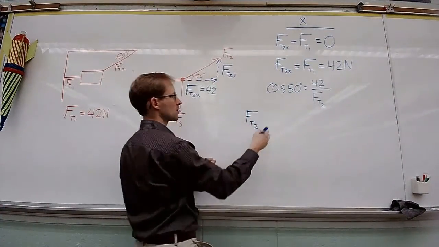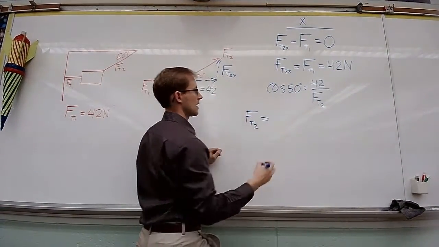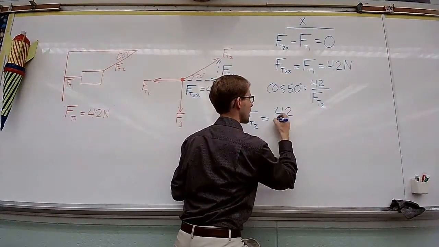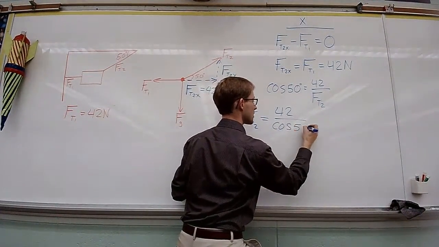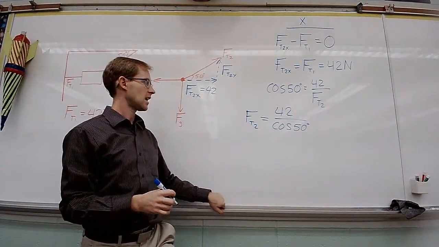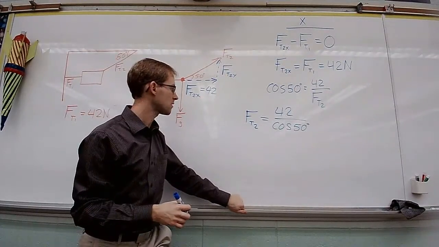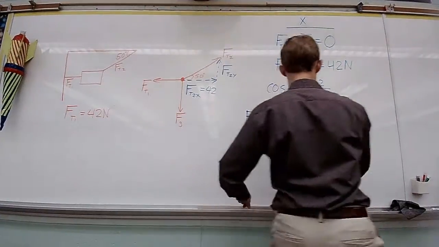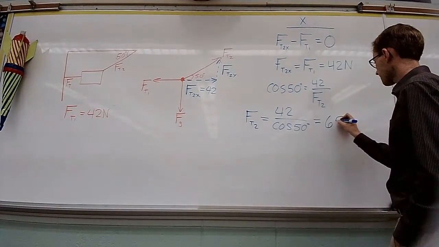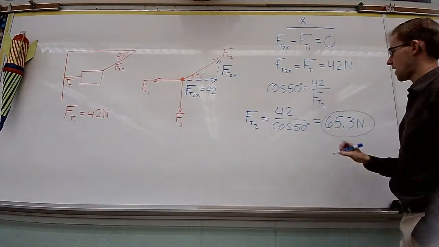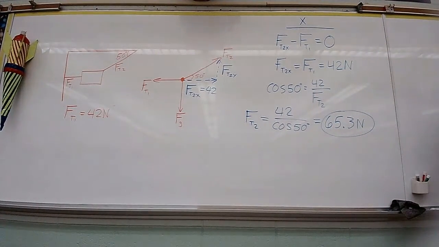So Ft2 is going to be over here on the left, and once that's over on the left, we divide both sides by cosine 50. So we have 42 over the cosine of 50. And if you plug that into your calculator, and your calculator is properly in degree mode, you should end up with 65.3 newtons. And that would be one of the answers that we're looking for here. That would be equal to our hypotenuse.